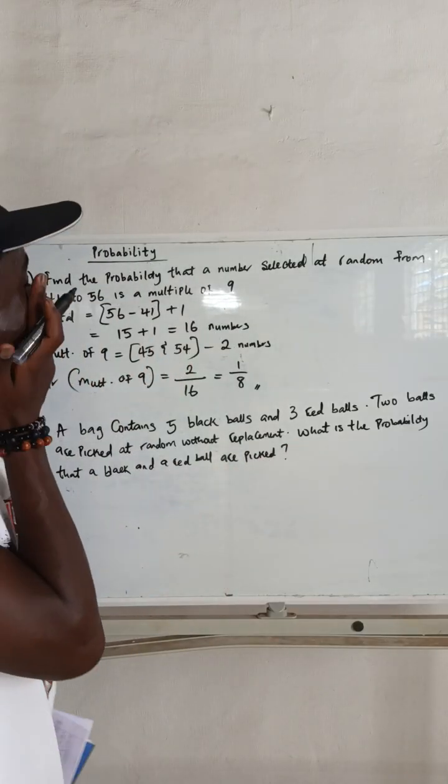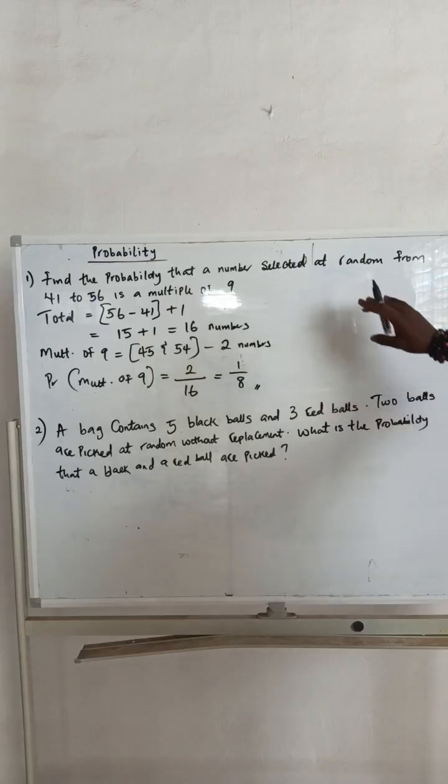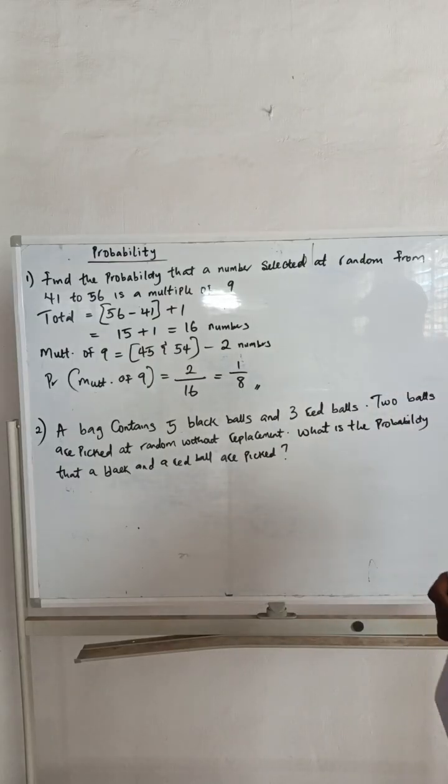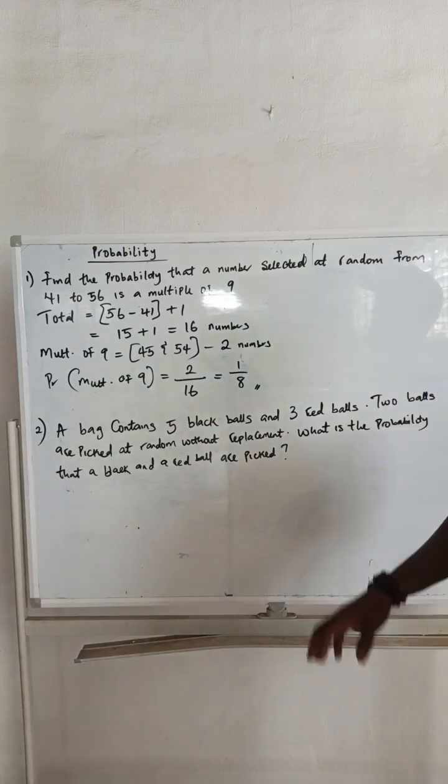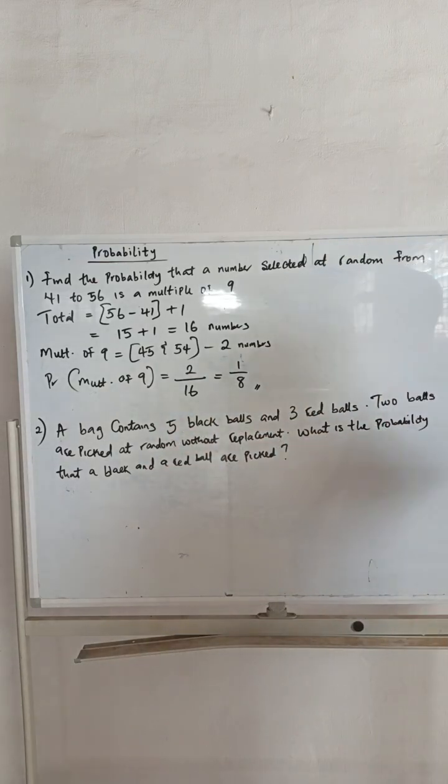Now, this is exactly a JAMB question. And this first one is exactly a JAMB question. These are authentic questions. They are not JAMB style. They are authentic questions.